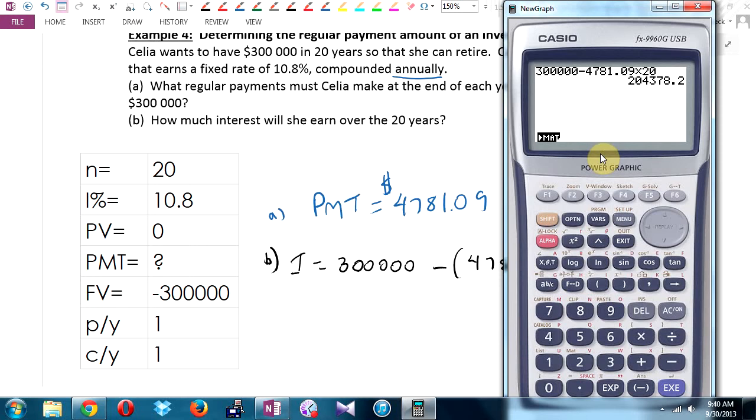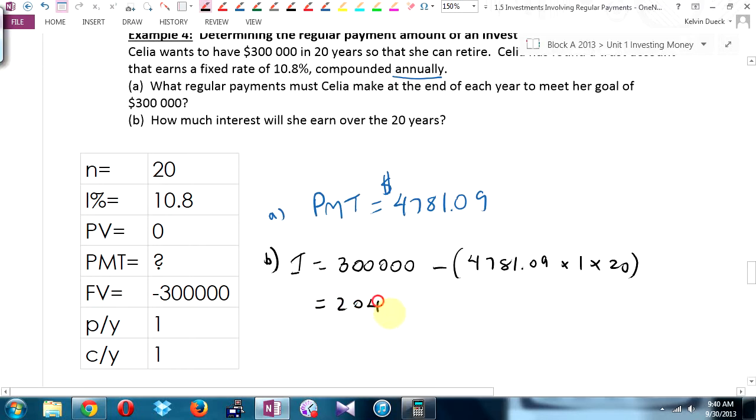Hey! She just about tripled her money. So if you go 4781 times 20, you'll find she saved about $104,000 to get that $300,000. That's the neat thing about compound interest for a long time. So $204,378.20.